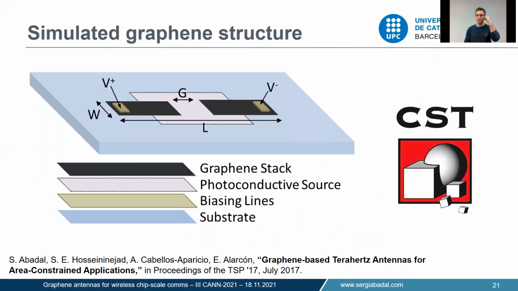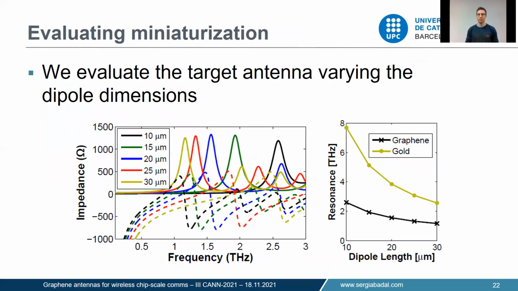So what we did is take this theory and simulate it to confirm that this is actually what would happen. We modeled a very simple graphene dipole with a photoconductive source in the gap between the 2 dipole arms over a conventional substrate, with biasing lines on the sides to provide DC biasing to the graphene arms. We evaluated the resonance of the antenna while changing the dipole dimensions, and what we need to look at is a place where the real impedance is high and the imaginary impedance crosses 0 or is very close to 0.